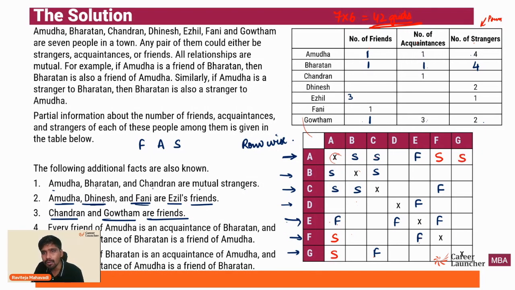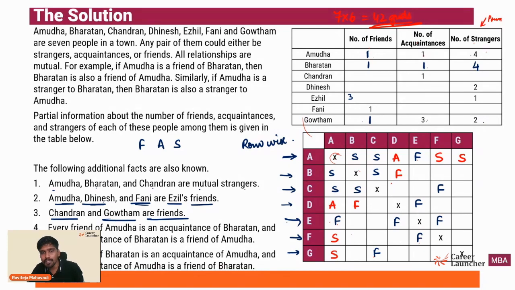Now look at A's row. We need one friend, one acquaintance, and 4 strangers. We have one friend and 4 strangers already, so D must be an acquaintance of A. And if D is an acquaintance of A, what is D to B? D must be a friend of B.